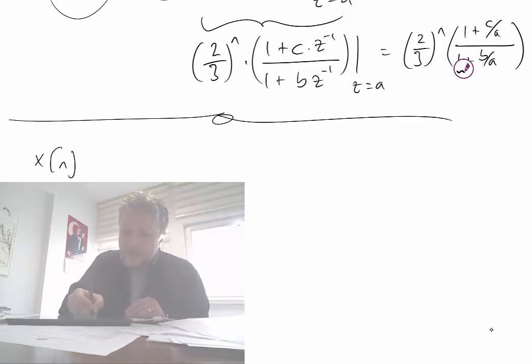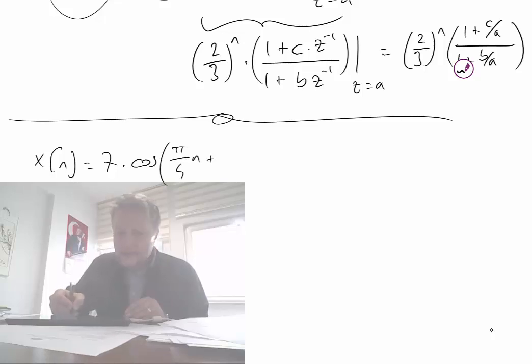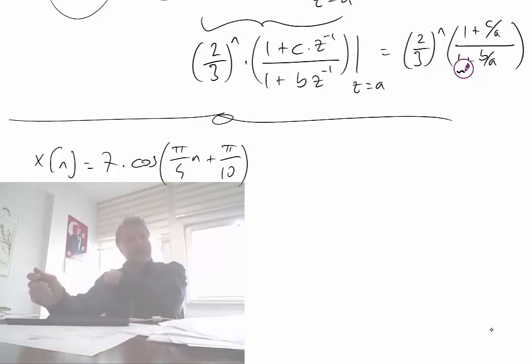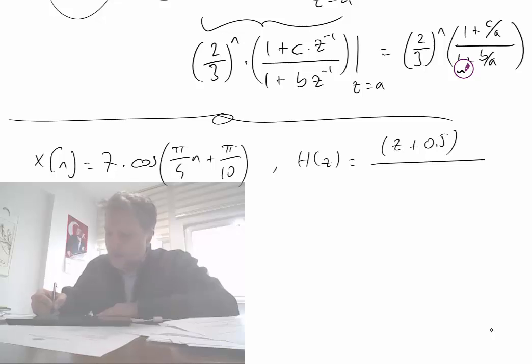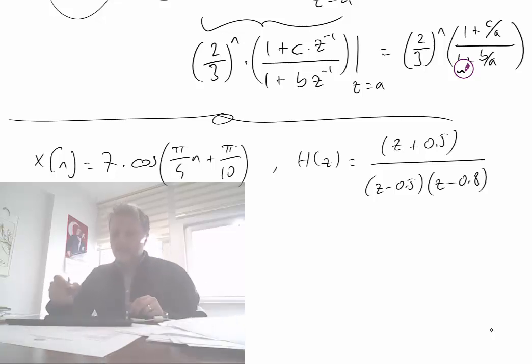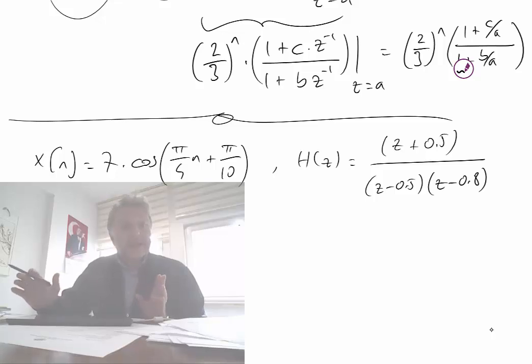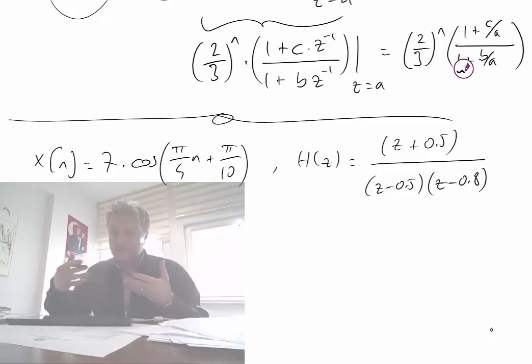So the question was like this: x of n is equal to 7 times cosine of pi over 4 n plus pi over 10. And there was an h of z. H of z, I will copy from there. It was z plus 0.5 over z minus 0.5 times z minus 0.8. All right. So this is our system, and this thing goes into this h of z. The question is, what is y of z? You may use anything, including Fourier transforms, z transforms, whatever. It is free. That's what is written over there in this question.